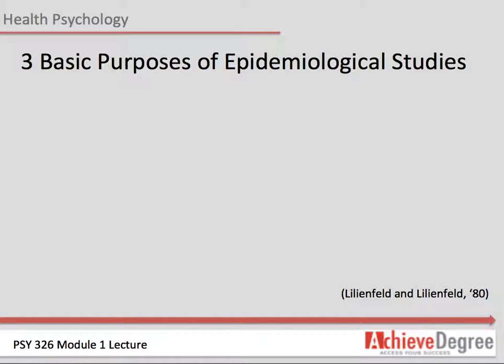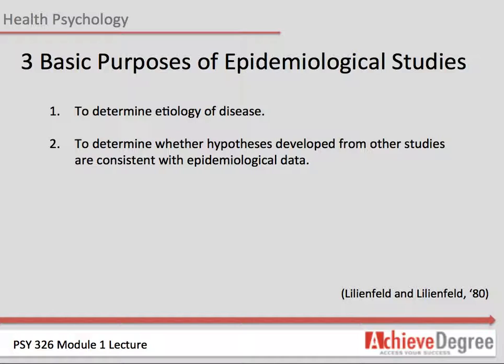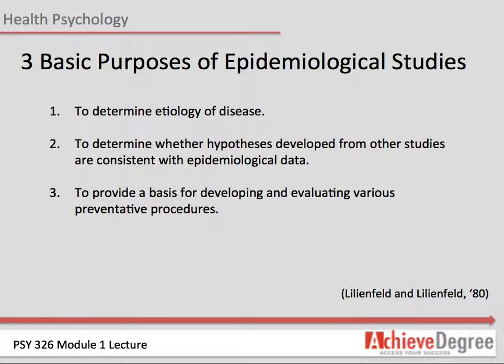There are three basic purposes of epidemiological studies. First, to determine the etiology of disease. For example, AIDS was noticed to be prevalent within certain populations, and body fluids seemed to be involved. Second, to determine whether hypotheses developed from other studies are consistent with epidemiological data. For example, physicians noted heart attacks were more common in women who were overweight. Researchers examined whether obesity was related to heart disease in women. Yes, it is. Third, to provide a basis for developing and evaluating various preventative procedures. For example, testing large groups to demonstrate overall effectiveness.